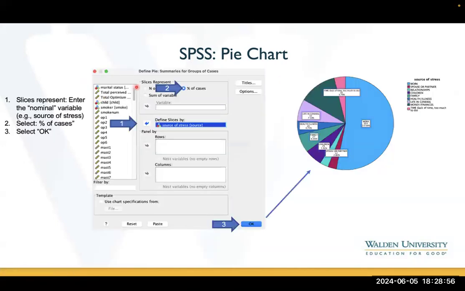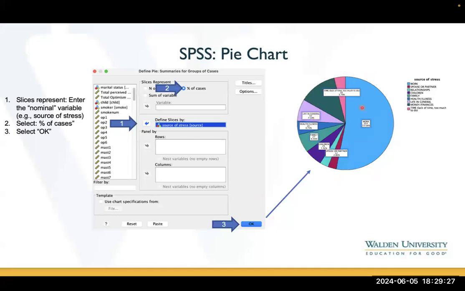And when we define, what we do is now tell it that we want the source of stress variable. This is where the variables will be. And we took that source of stress from here and put it over here and define my slices. This is the variable that I want to see. Now here up in the top, I can have my slices either represent the number or the percentage of cases. And I just chose percentages.